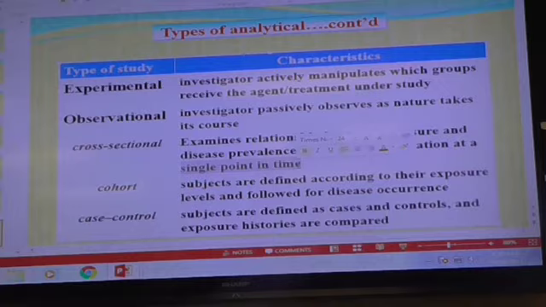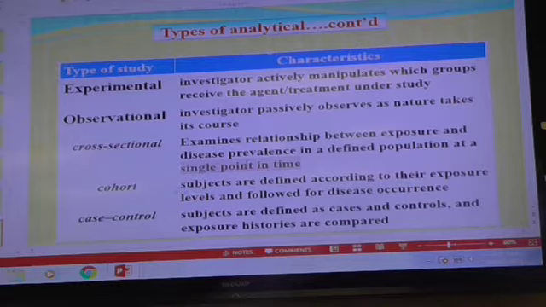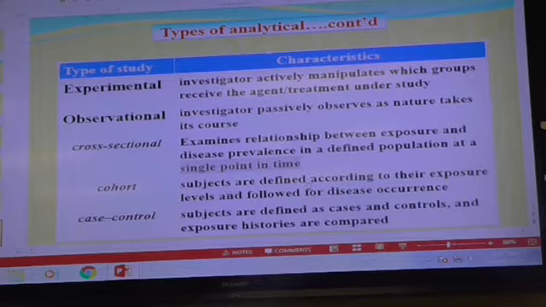So you ascertain both exposure and outcome at one point in time. In cohort, subjects are defined according to their exposure level and followed for disease occurrence. So you first group the population based on exposure status. One group is exposed, the other is not exposed. And then you follow these two groups to see where the disease differentially occurs in them. So that's what we call cohort.